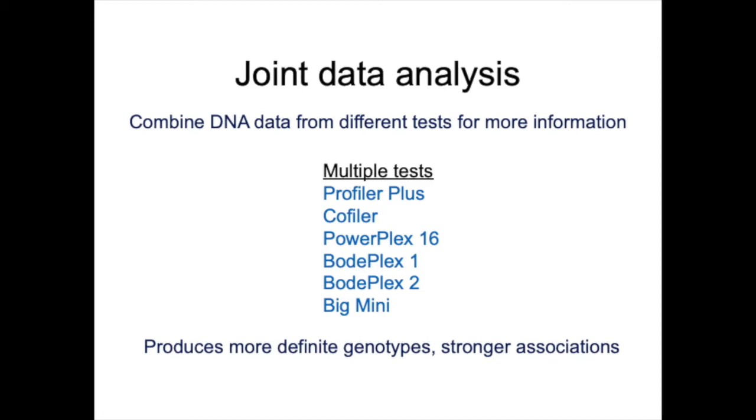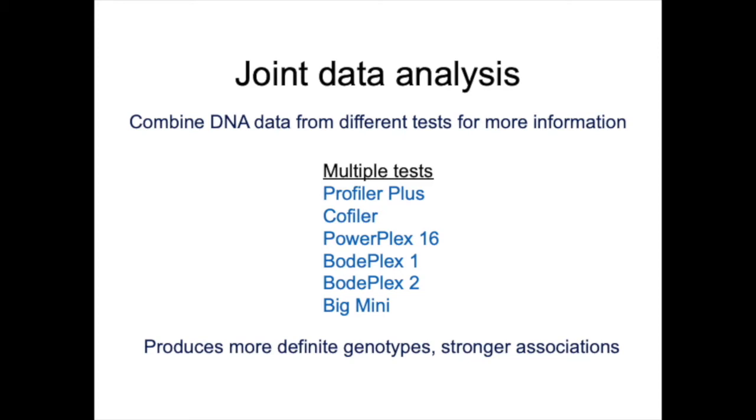Here, the different tests were in the form of different kits that manufacturers ran. Profiler Plus, Cofiler, PowerPlex 16. The Bodhi company had their own multiplex kits, Bodhiplex 1, Bodhiplex 2. There were mini filer kits where people were looking specifically for degraded DNA. But by having the computer able to use all of this data simultaneously, it was able to get more information and get stronger associations from those more definite genotypes.